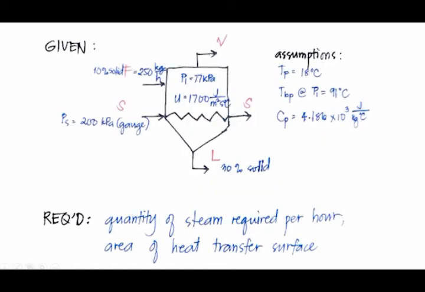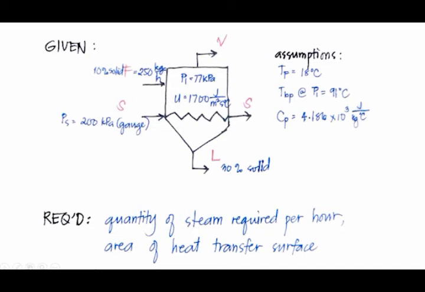From the problem, we have our illustrated flow diagram composed of our feed F of 250 kilograms per hour of 10% solid, producing a concentrated liquid L composed of 30% solid, and evaporated water V. Our steam supplied to the evaporator S with a pressure of 200 kilopascal gauge pressure produces a condensate S. Inside the evaporator, the pressure is 77 kilopascal absolute with an overall heat transfer coefficient of 1700 joules per meter squared seconds degrees Celsius.